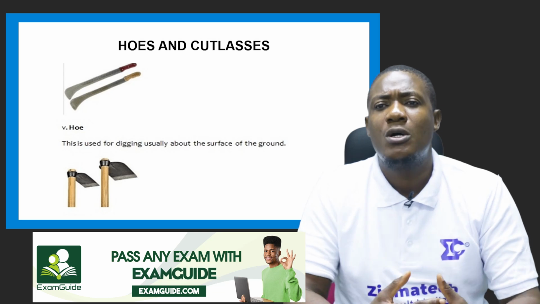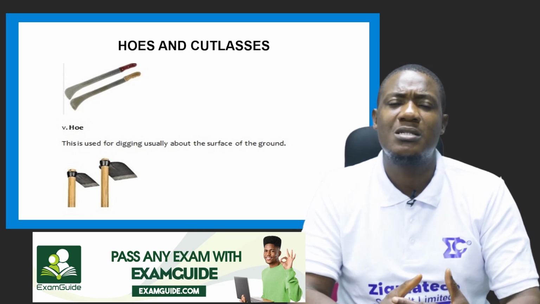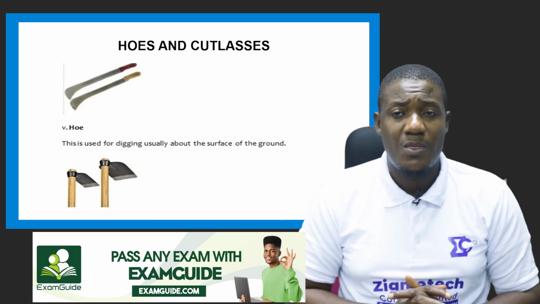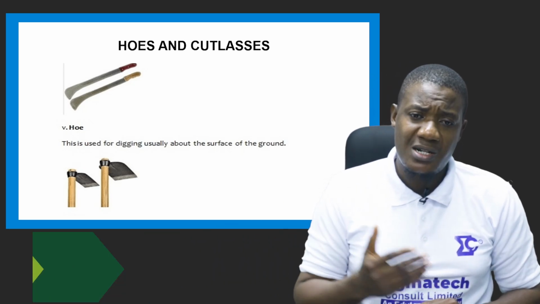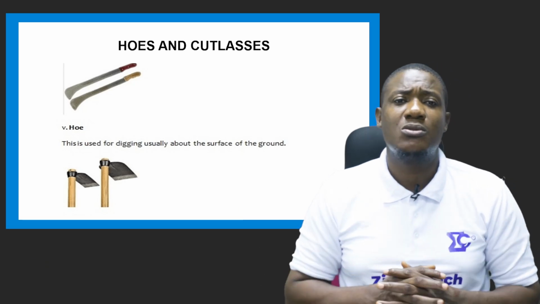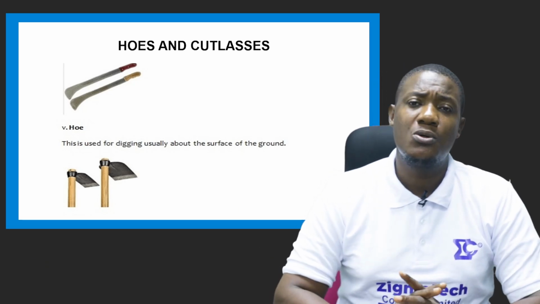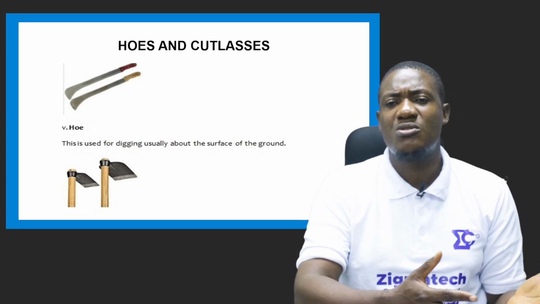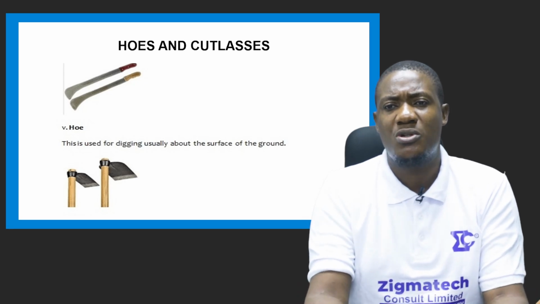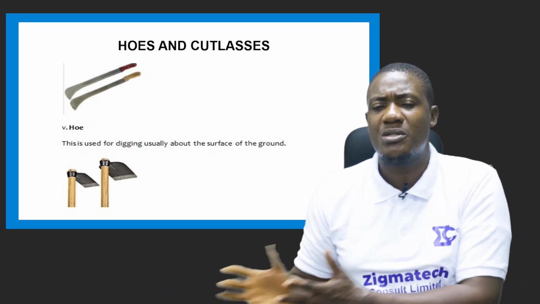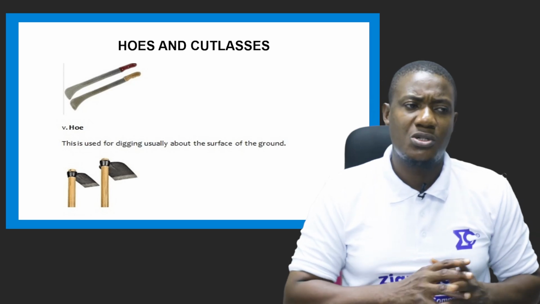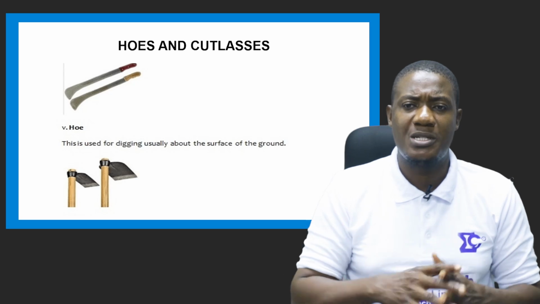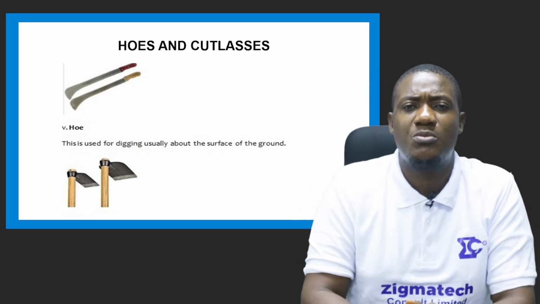We also have hoes and cutlasses. We use the cutlasses to clear grasses and remove some shrubs in the site. We use the hoe in case you need to dig out little shrubs, dig out little things from the site, or you need to just remove a surface of the soil, right? Just need to level some places. The hoe can be used for such purposes.